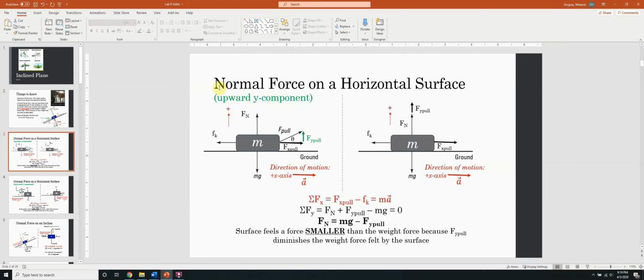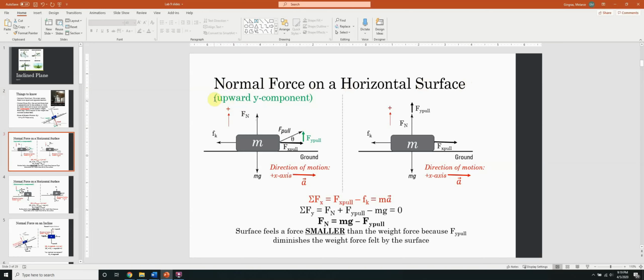Okay, so normal force on a horizontal surface. Yes, I know I said we're talking about inclined plane motion, but let's just start off with simple examples and see how forces can impact normal force on a horizontal surface.